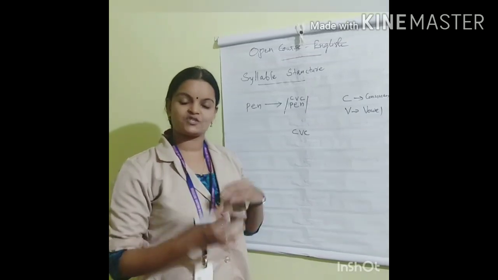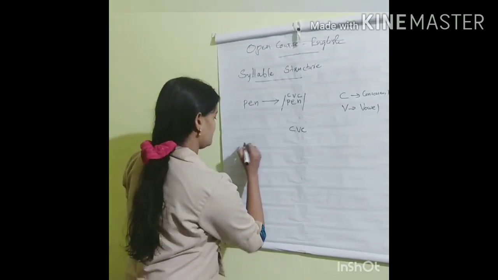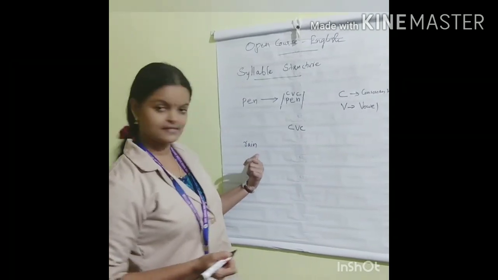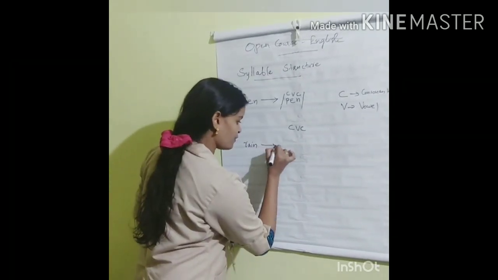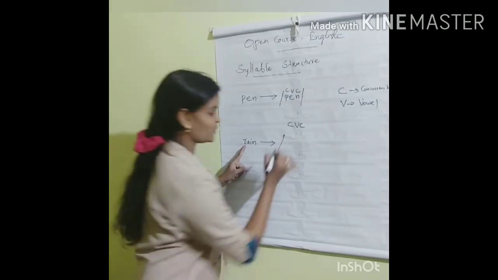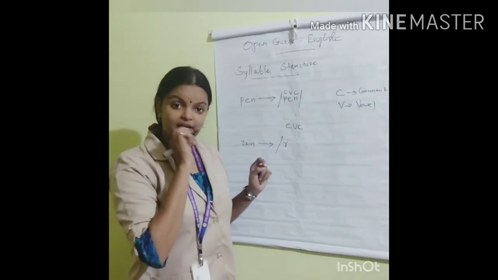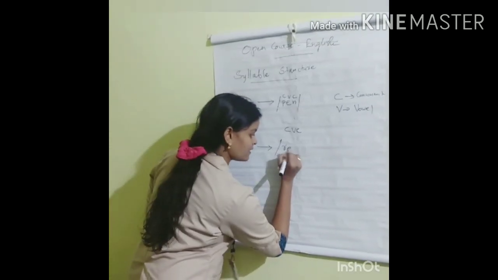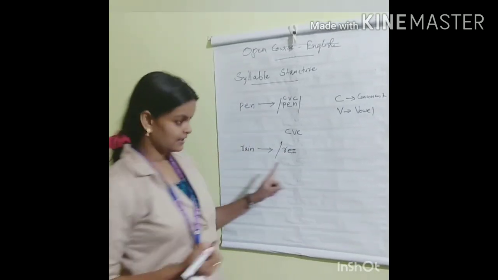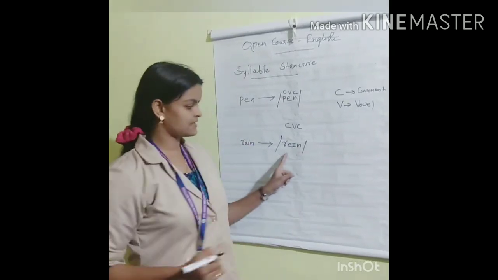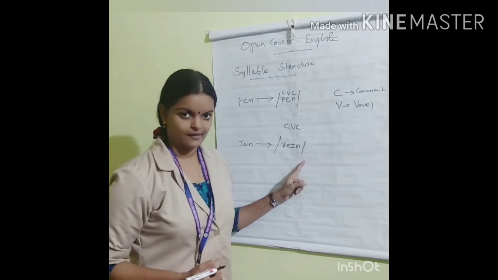Okay, now let's check another example. The next word is rain. The transcription of this word is: the first sound is R, then comes a diphthong, A, and then the last sound N. So it is transcribed like this, rain.